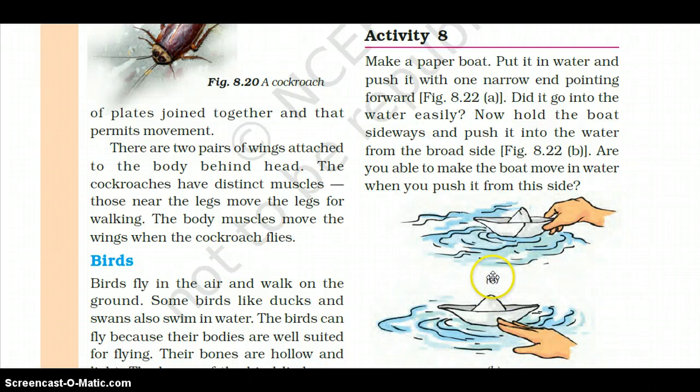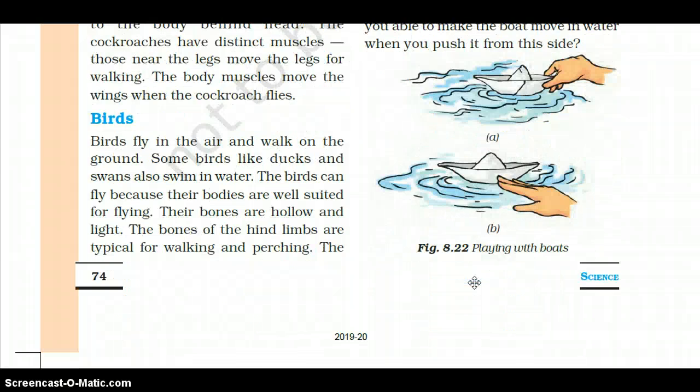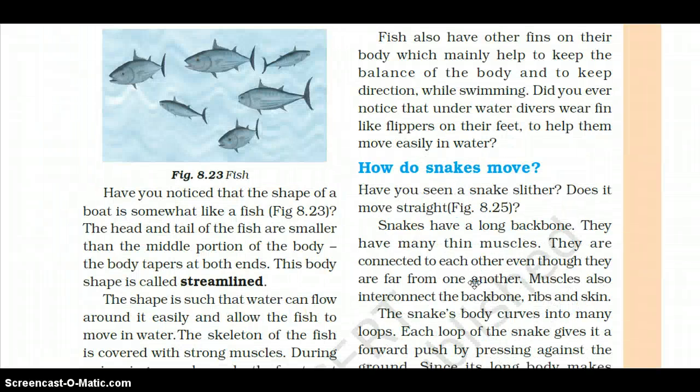Now push the other boat sideways from here. Push it from the broader side, and observe it. What will you observe? What will be your observation? So we have observed that in the first case the boat moved forward, but in this case what happened? It does not move forward.